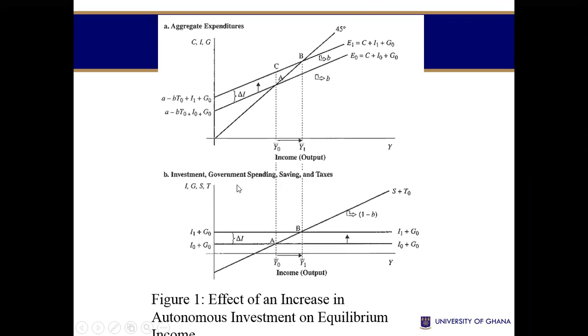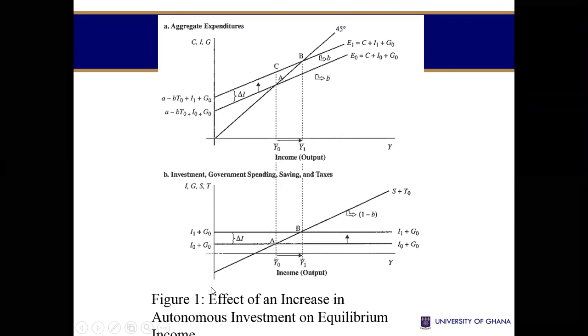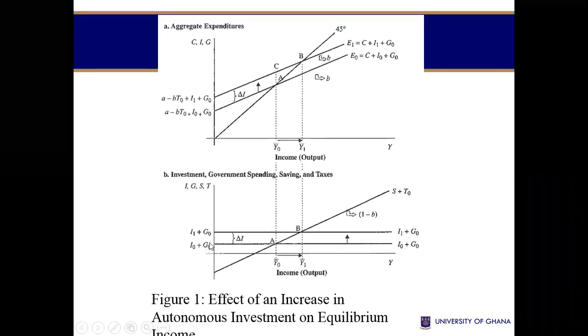Yes. Okay. So I was saying that this is the case where they were using the injections and leakages approach. These are the leakages, savings and then tax, and the injections are investment and then government expenditure. Where they meet, that is our output level. So with an increase in investment, that's going to cause an upward shift in the injections curve. Okay, so that is going to cause an increase in output.